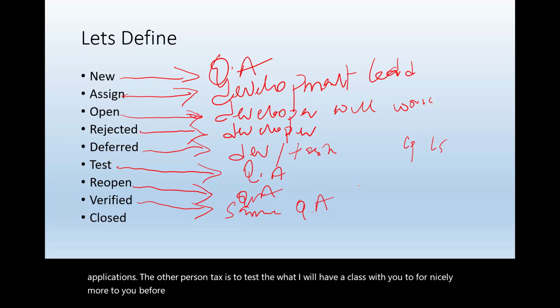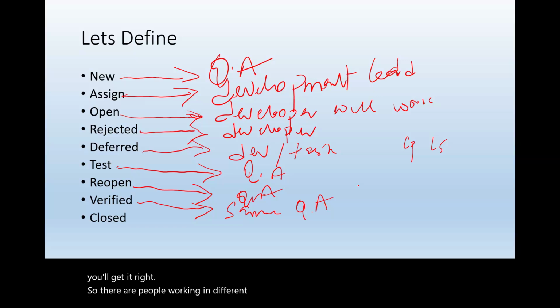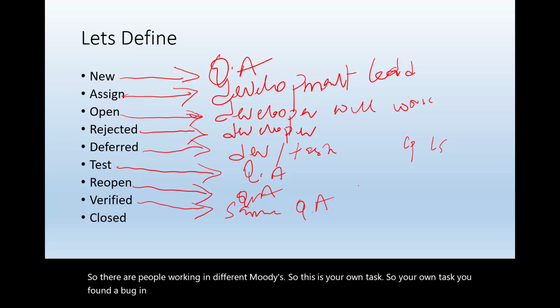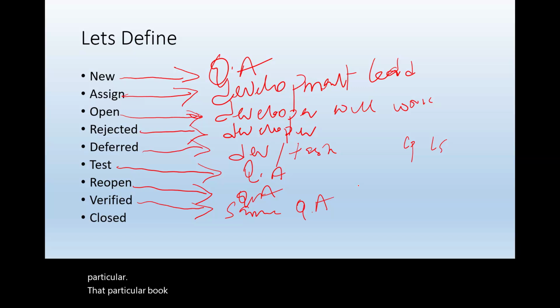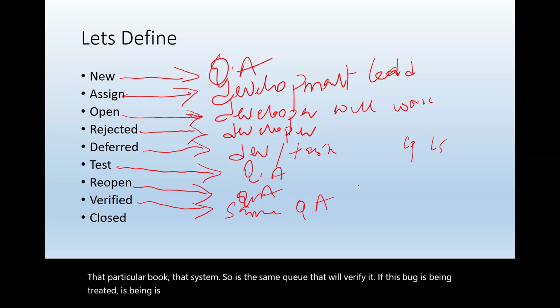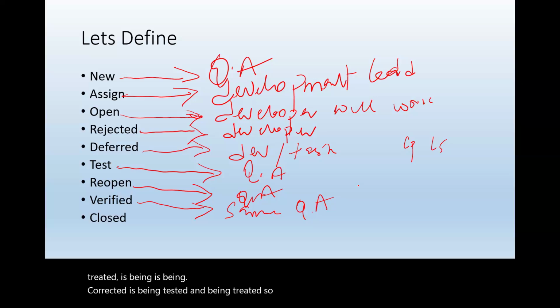Before we come to that, if you watch the videos, you will understand more. So there are people working on different modules, and this is your own task. If you found a bug in your task, you raise it, and they start fixing that particular bug in the system. It's the same QA that will verify that this bug has been corrected, tested and treated.